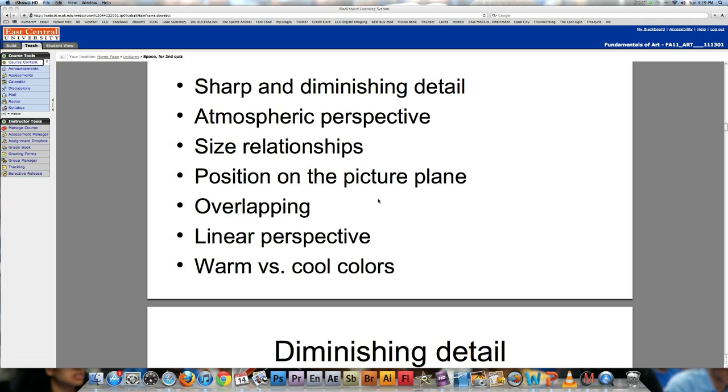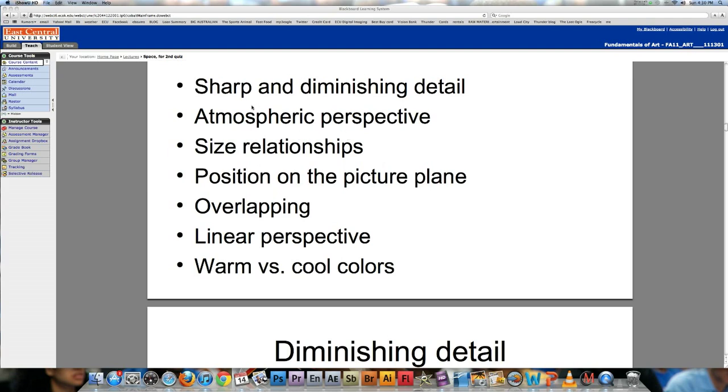They do the opposite. They almost want to go back into space. So if you had a painting with two squares that were the exact same size, we know that most of these rules up here won't apply because they're the same size.